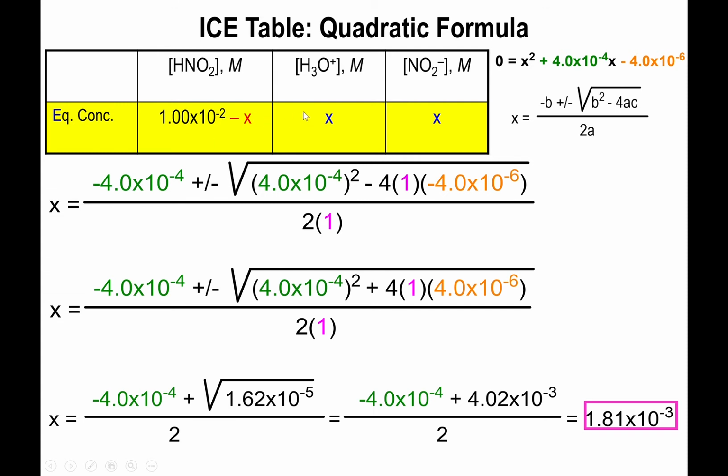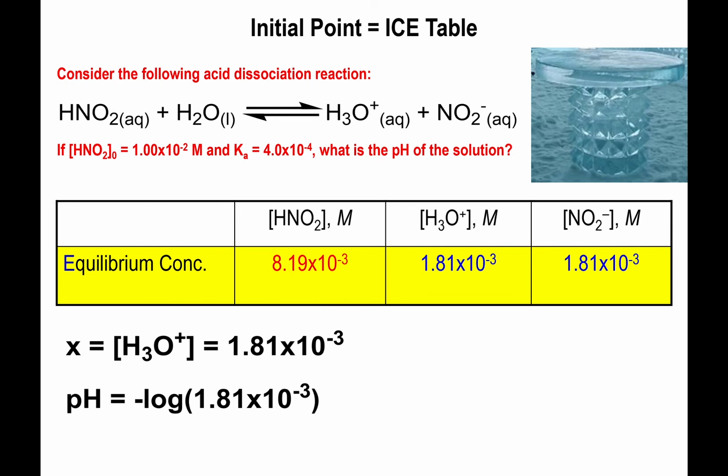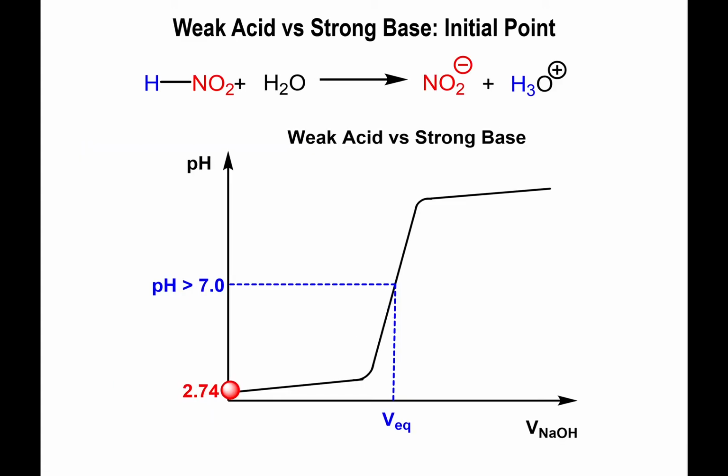Now looking back at the table, the value of x is literally the value of the hydronium concentration. So what we need to do now is take the negative log of the hydronium concentration, which will give us the pH. So the initial pH before you start the titration for the acid solution is 2.74. And yes, by the way, this is less than a pH of 7, confirming that this is in fact an acidic solution. So we're going to input that for the initial amount. The initial amount of the acid has an original pH of 2.74.